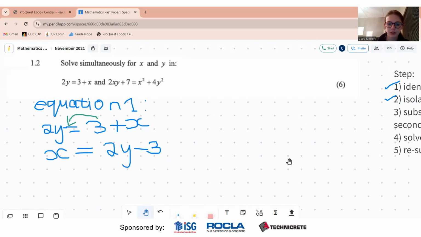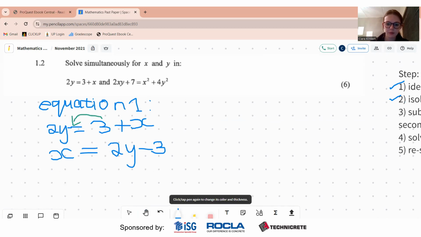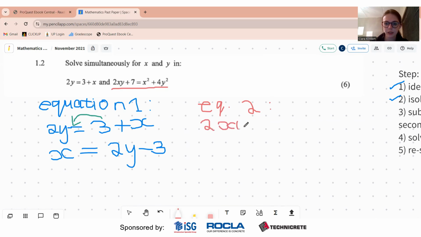Now, on the other side of my paper, and I'm going to use a different color as well, I will write equation, I'm just going to abbreviate it to save some time, equation 2. I'm going to write out the equation as I see it here, just so that the marker can understand what I'm doing. If I go straight into substituting, the marker might be confused, and I might even confuse myself and make a silly mistake, which I definitely do not want to do. Okay. So I've written out the equation.